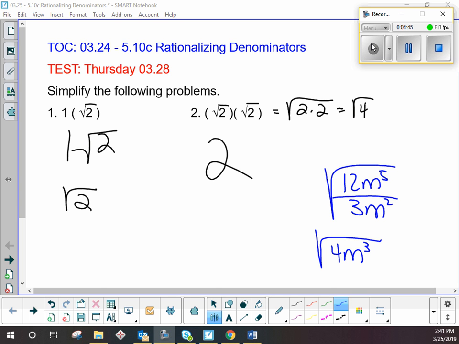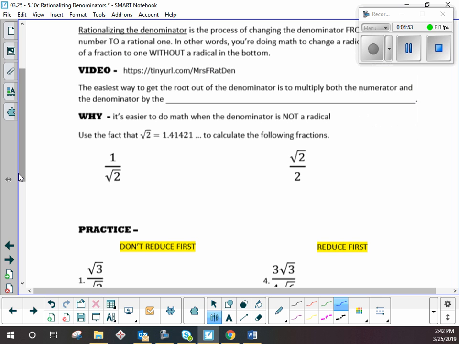In the days before calculators, if you were trying to do a problem like this, 1 divided by square root of 2, you would go to a table and it would have a bunch of information. It would say square root of 2 is approximately this, and would have a really long decimal. It would say square root of 3 is this, and square root of 5 is this, and so forth.